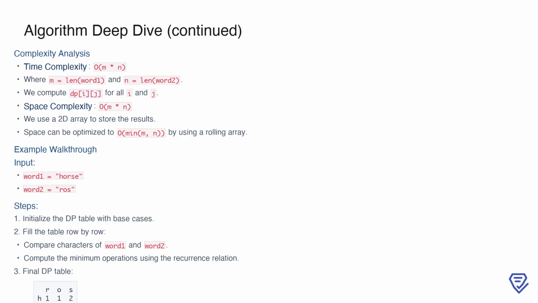Now, analyzing the algorithm's complexity, the time complexity is O(m*n), where m is the length of word1 and n is the length of word2. This is because we compute dp[i][j] for all pairs of i and j.